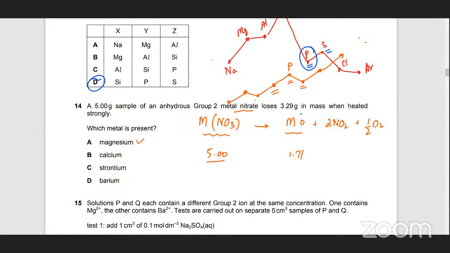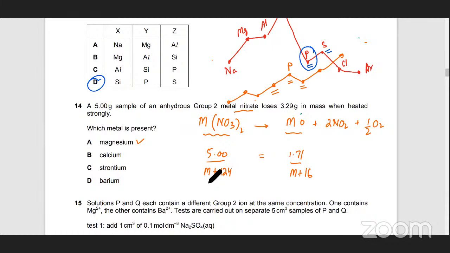Now, how do you find moles? You find moles by dividing by MR. So I don't know what the MR of M is, but I know that NO3 twice, that's 124. And how do I find the moles of MO? I know that it's 1.71 grams, and I'm going to divide that by the MR, which is M plus 16. The two moles should be equal because according to the equation, they have the same ratio. So you're just going to work out this and figure out what M is. So can somebody try and calculate what M is?